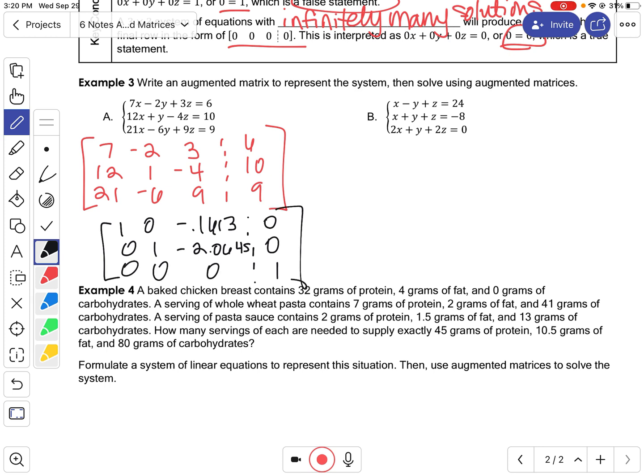All right, so notice we have X, we have Y, but there's no Z here. That actually means look and see what it says. 0 equals 1. 0 does not equal 1, which is false. That means that we have a no solution here. Because that would mean 0x, 0y, 0z, which is 0, and it can't be 1.